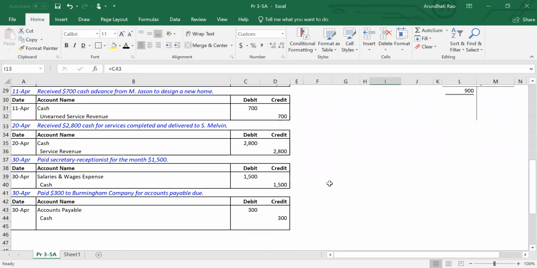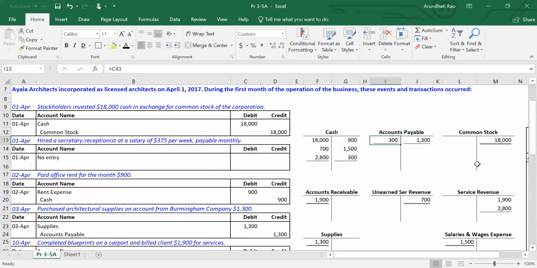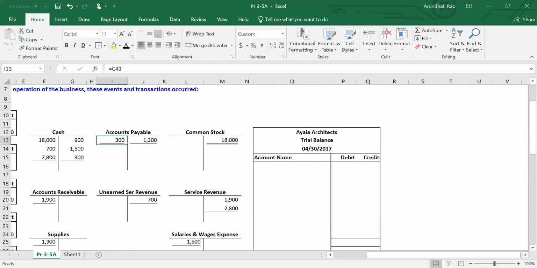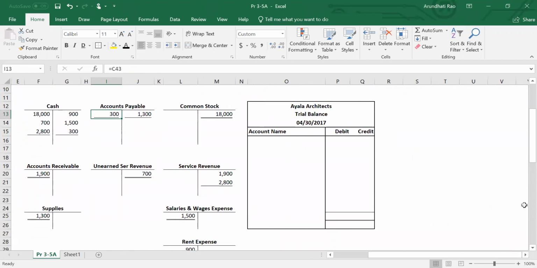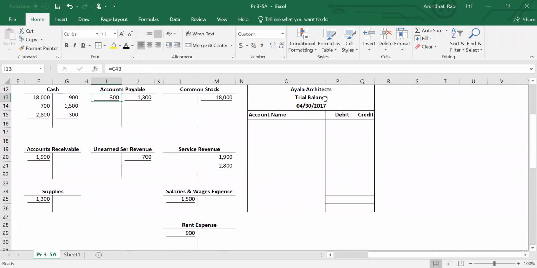Okay. So now what we have done is we have done all the journal entries. We have posted into the ledger or the T accounts, all of them. So I'm ready to move on to the next step. So let me move my screen over and show you what we're dealing with. I need to prepare a trial balance at the end of the month. So before I prepare a trial balance, I need to find out all the accounts that have a non-zero balance. A non-zero balance means there's something left over in the account.